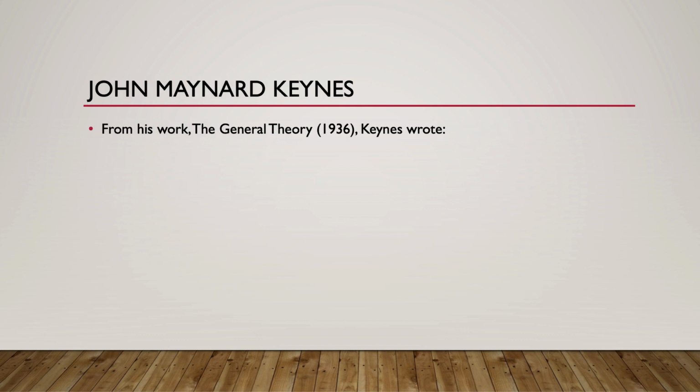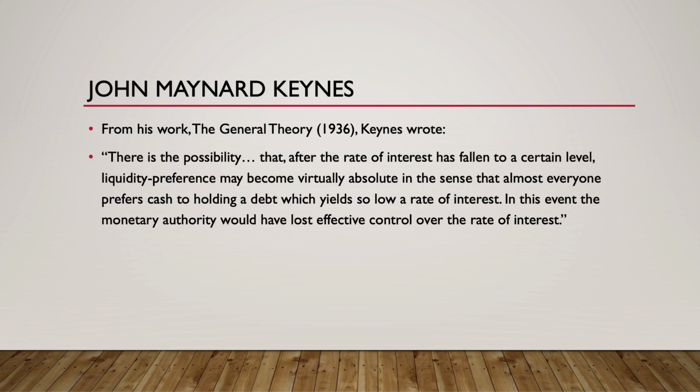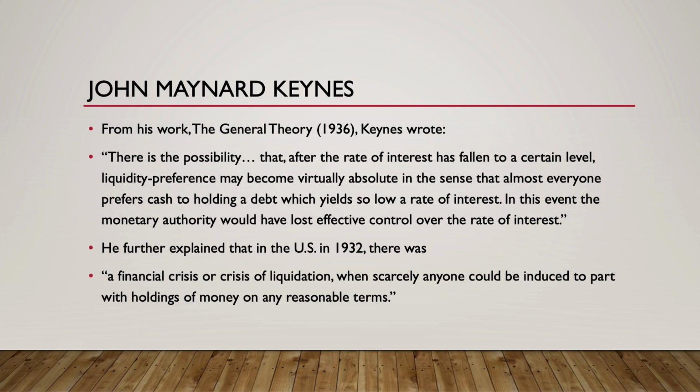From his work, The General Theory, published in 1936, Keynes wrote, quote, "There is the possibility that after the rate of interest has fallen to a certain level, liquidity preference may become virtually absolute in the sense that almost everyone prefers cash to holding a debt which yields so low a rate of interest. In this event, the monetary authority would have lost effective control over the rate of interest." He further explained that in the U.S. in 1932, there was, quote, "a financial crisis or crisis of liquidation when scarcely anyone could be induced to part with holdings of money on any reasonable terms."